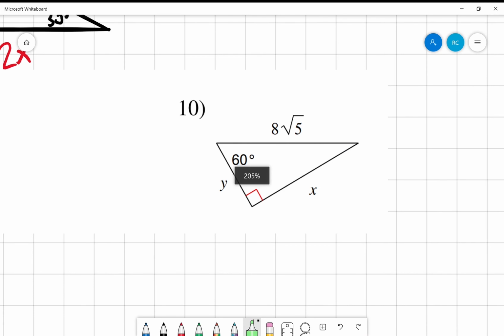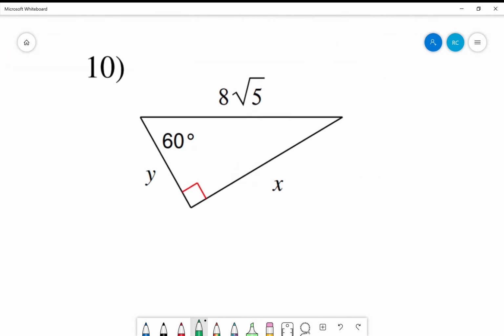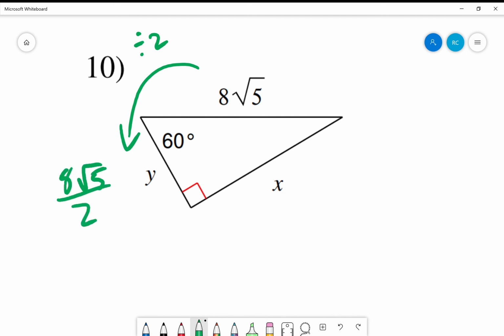Number 10 looks tricky. We have the hypotenuse. So to get to the short leg, we need to divide by 2. So this will be 8 times the square root of 5 divided by 2. Well, again, remember, ordinary numbers divide with ordinary numbers. 8 divided by 2 is 4. And the square root of 5 does not have another square root to divide with. So we get 4 times the square root of 5 for the short leg.